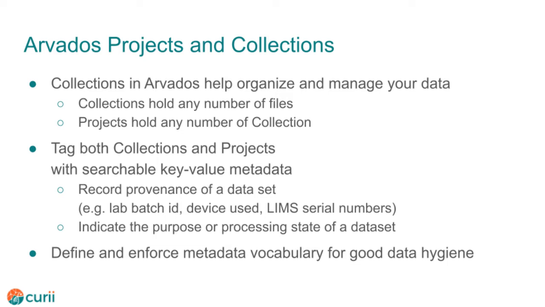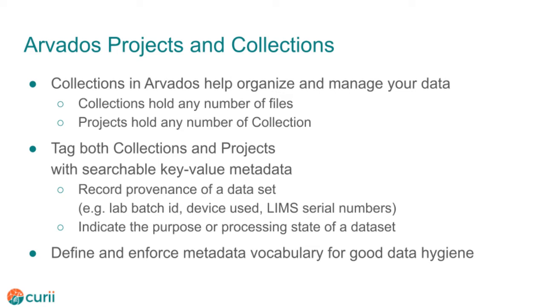Arvados has two main units of data organization. A collection holds files and directories. A project holds collections and other projects. A single Arvados collection can scale to millions of files and terabytes of data. Collections and projects have searchable metadata properties.